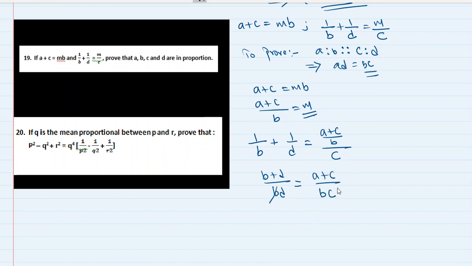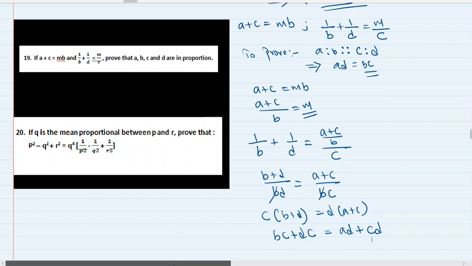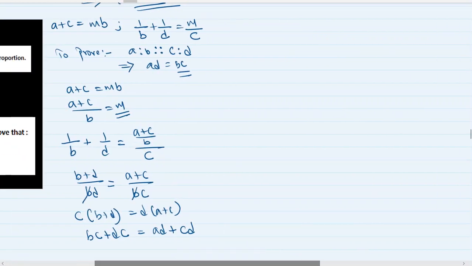From both the sides, I'm interested to cut this B and now cross multiply. So C bracket (B plus D) is equal to D bracket (A plus C). So BC plus DC is equal to AD plus CD, and it is going to yield, let's see what we can get from this. Can we cut something? Yes, I can cut CD and DC from both the sides.